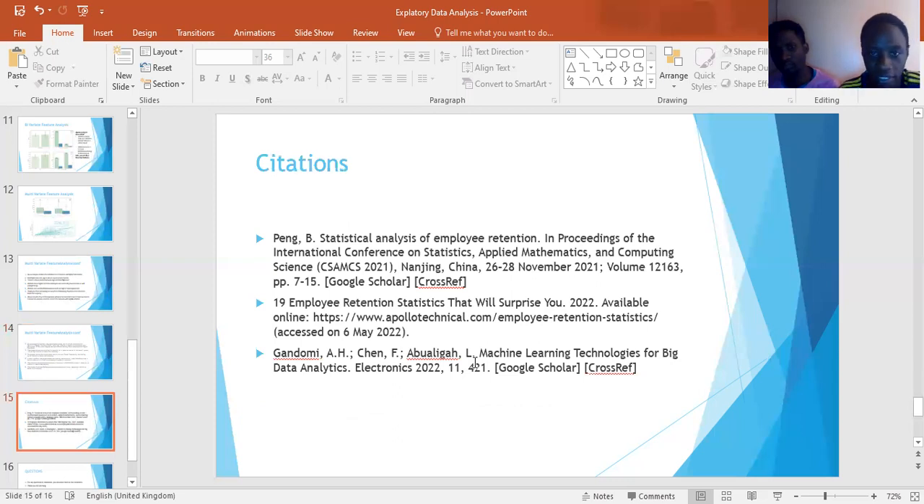Now, finally, we have our citations. First, we have statistical analysis of employee retention. We collected these citations from Google Scholar. Then we have employee retention statistics that will surprise you in 2022. And finally, we have machine learning technologies for big data analytics, 2022.